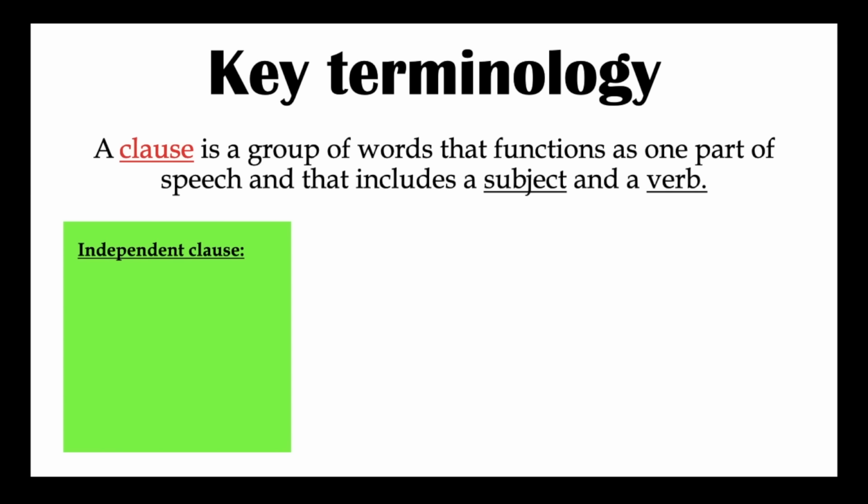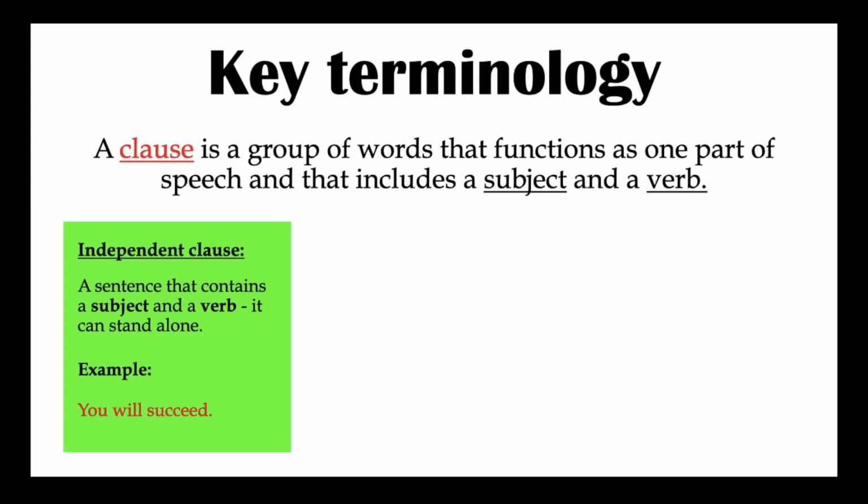Independent clause. This is a sentence that contains a subject and a verb. It can stand alone. For example, you will succeed. You is the subject and succeed is the verb. This sentence makes sense on its own, therefore it's an independent clause.